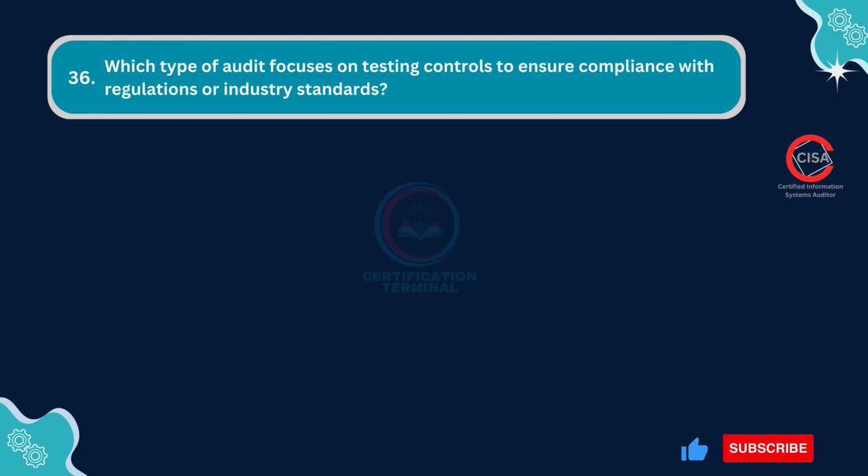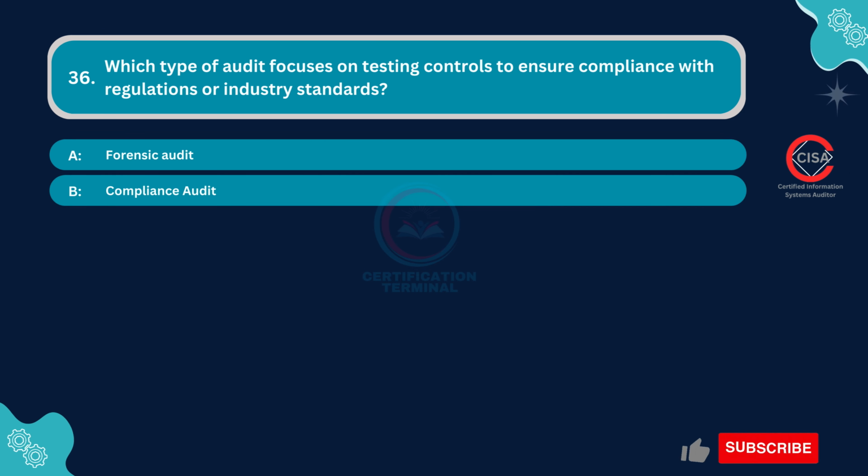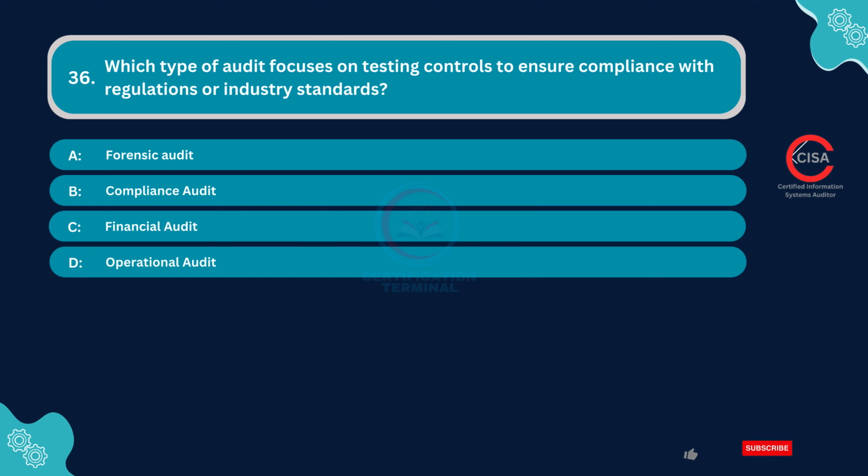Question number 36. Which type of audit focuses on testing controls to ensure compliance with regulations or industry standards? Option A. Forensic audit. Option B. Compliance audit. Option C. Financial audit. Option D. Operational audit. The correct answer is Option B.